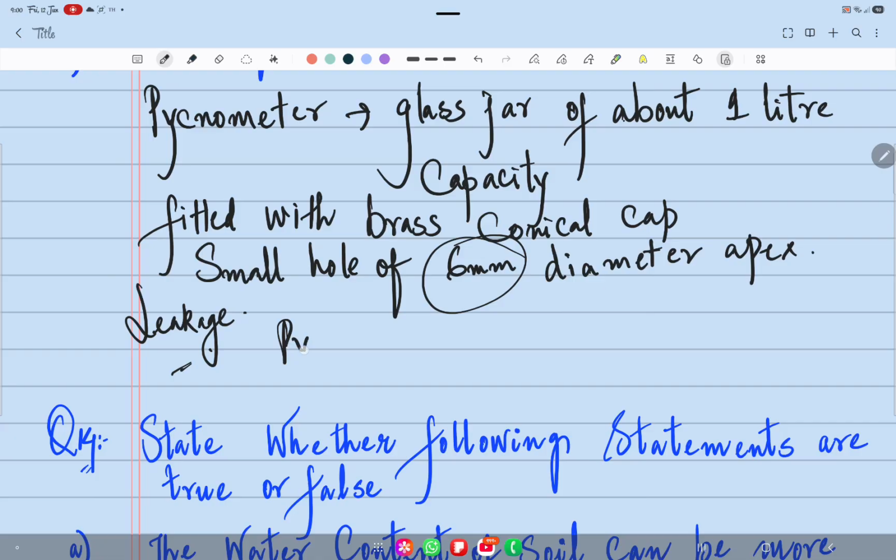Since the pycnometer is used for both water content determination and checking of specific gravity of soil solids in a given soil mass, it must be noted that while we use it for the water content determination of a soil sample, it can only be used when the specific gravity of soil solid particles is known beforehand.